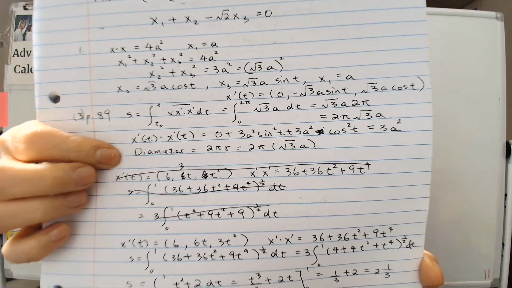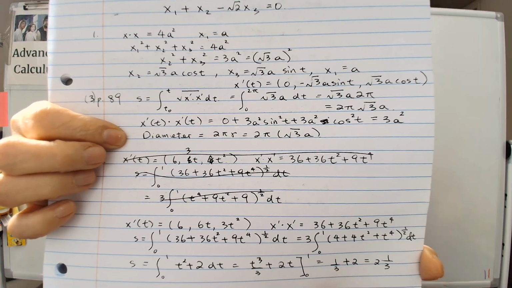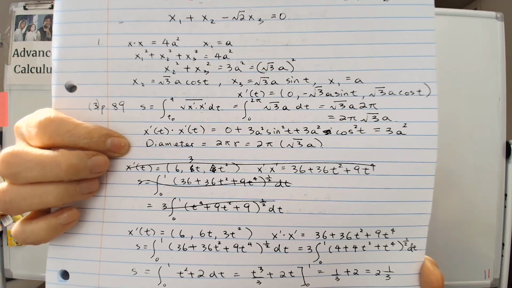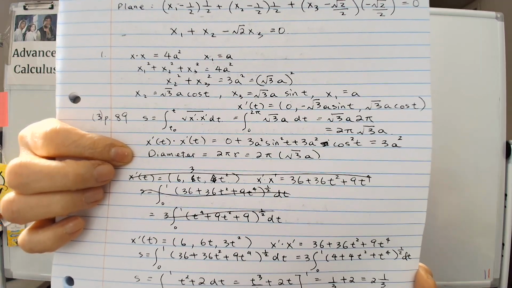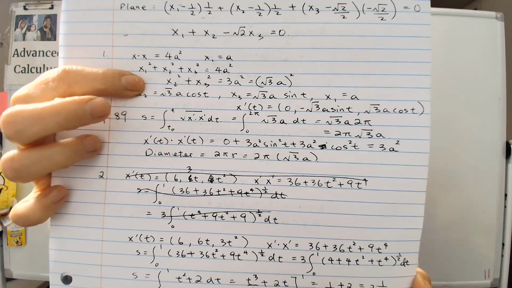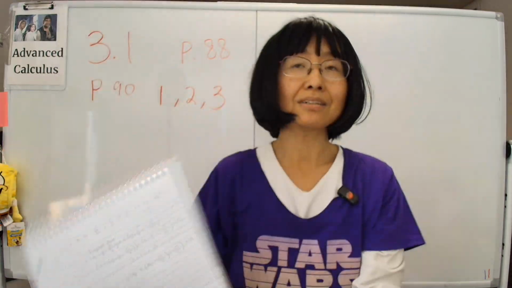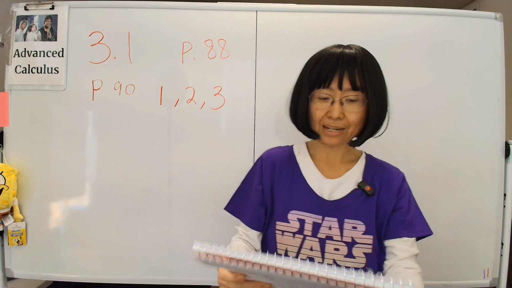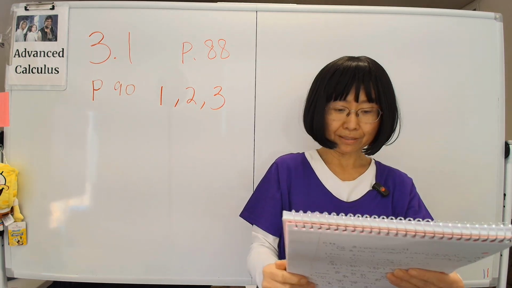And to check it with basic geometry, it equals 2 pi times r, and r in this case is square root 3 of a. Yeah, so then because of this, okay? So the geometry does check out, and that's problem 1.